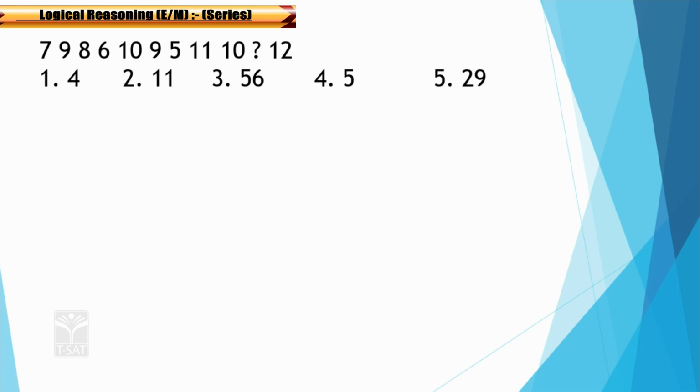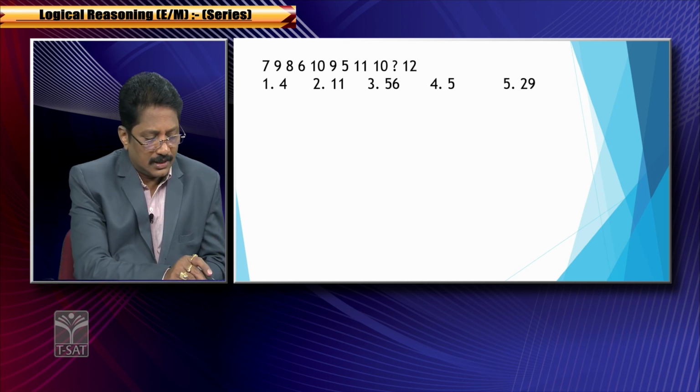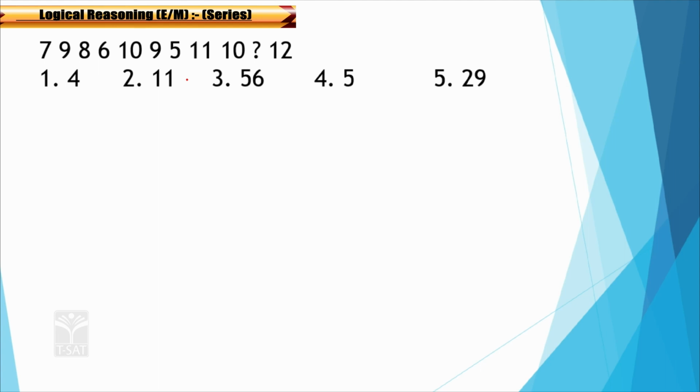Addition, subtraction will come to this series. Now coming to the next one, 7, 9, 8, 6, 10, 9, 5, 11. Now observe it here. Do you find anything in this question? Now see it. 6, 7, 8, 9, 10, correct? One series. Next 9, 10, 11, 12, correct? Here 3 series are there.